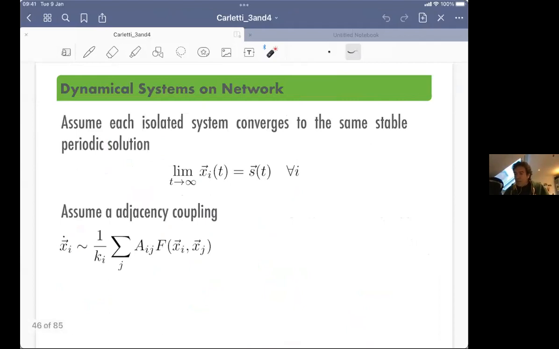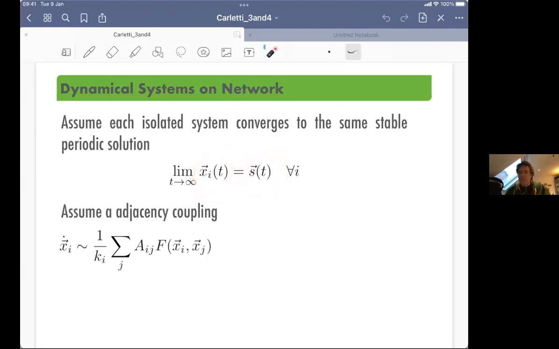Also, differently from what I did last time, I assumed that the isolated system converges to an equilibrium point, a stationary one, which is the same for all, so it is a number. While here I consider that the isolated system will converge to the same solution, but in this case periodic. So if you remove the network, all the nodes, so all the system, converge to the same function S of t.